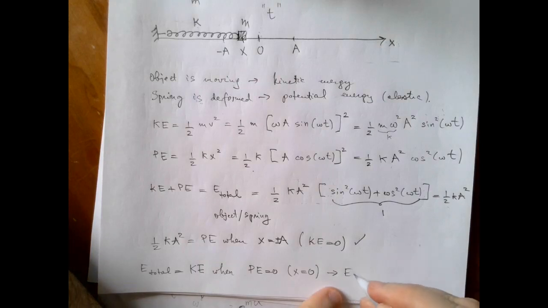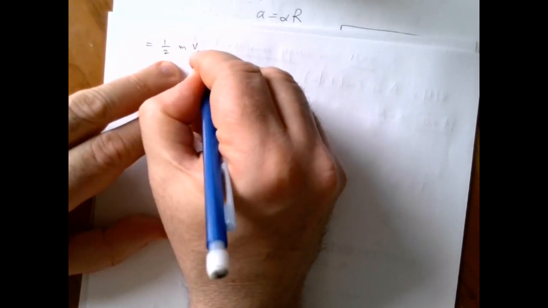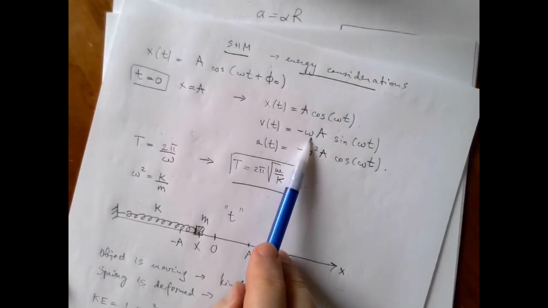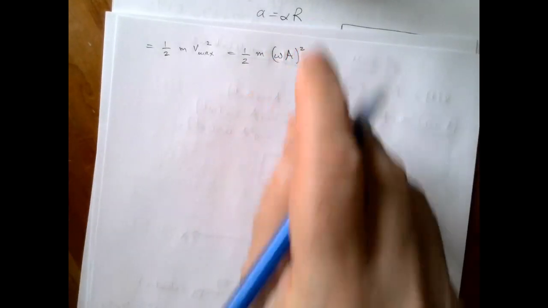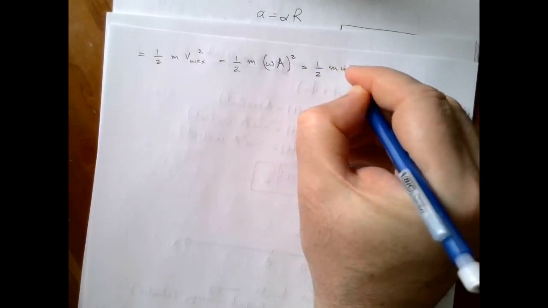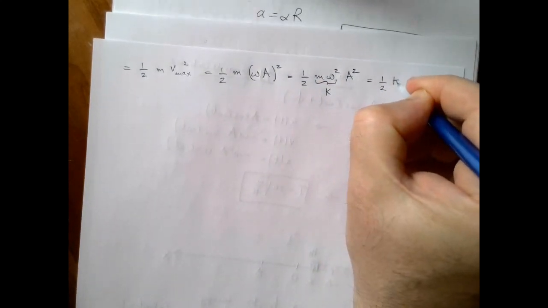So in that case, the total energy will be the maximum kinetic energy, which is equal to 1/2 m v max squared. But v max is equal to omega A. So this becomes 1/2 m omega A squared, or 1/2 m omega squared A squared. But m omega squared is equal to k, so 1/2 k A squared. The same result that we found before.